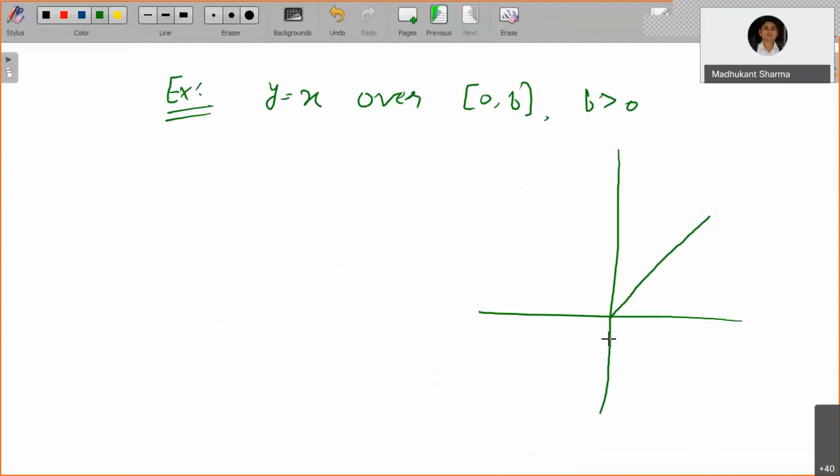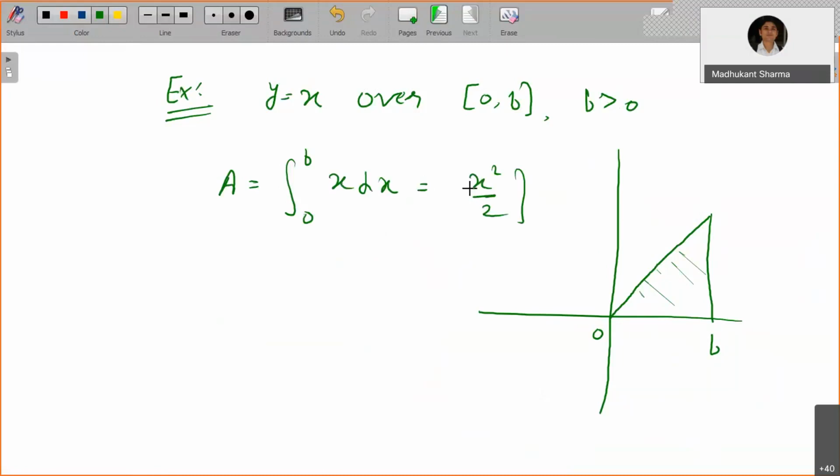So this is x equals 0, and let's say this is b. You want to estimate the area under this curve, bounded by the x-axis. It is above the x-axis, so certainly y is greater than or equal to 0. The area is nothing but the integration from 0 to b of x dx. That's going to be x square by 2, evaluated from 0 to b, so that's going to be b square by 2.